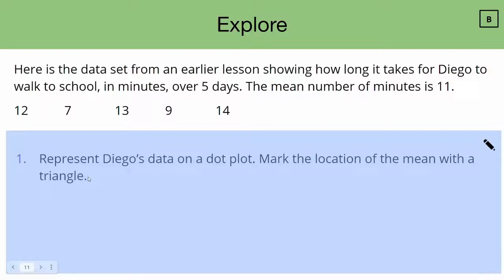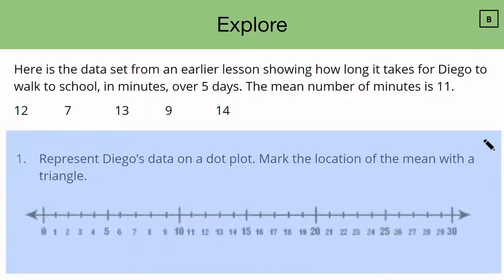Please pause this video and attempt to do this yourself. Then unpause the video and check, does your dot plot match the one that we have here for you? Alright, welcome back. We're going to start making a dot plot by creating a number line. Our number line is going to range from 0 to 30.